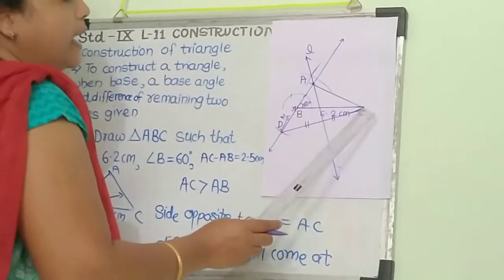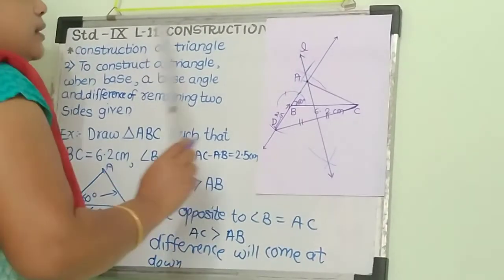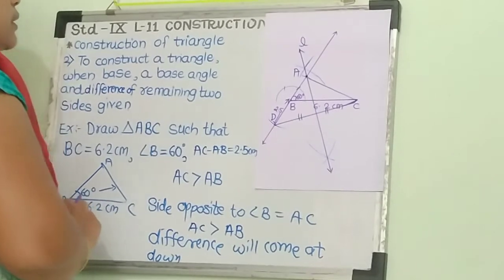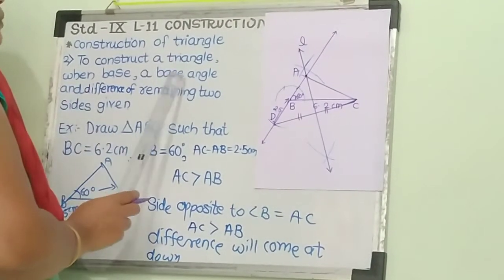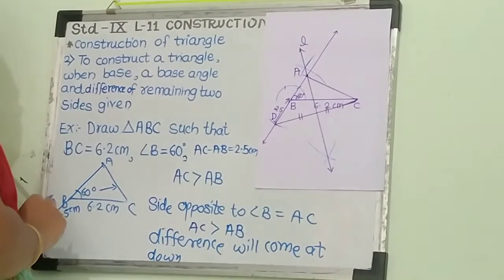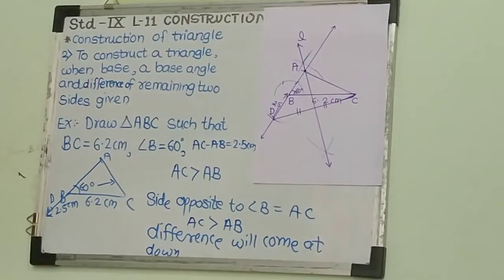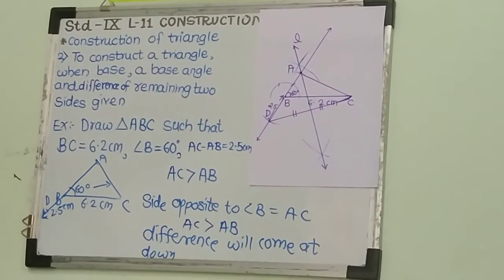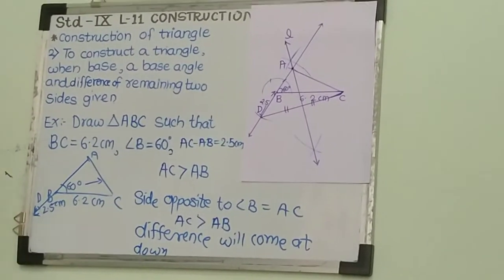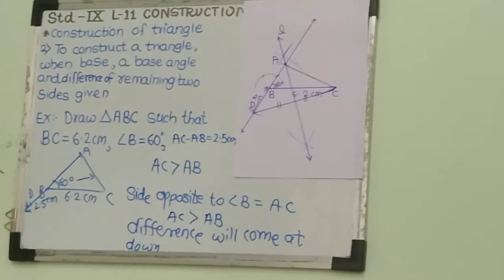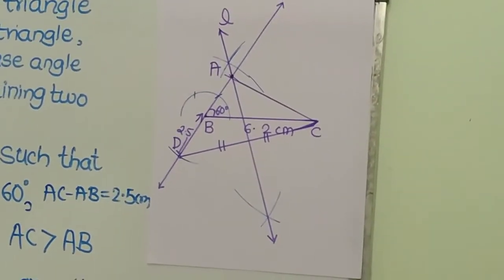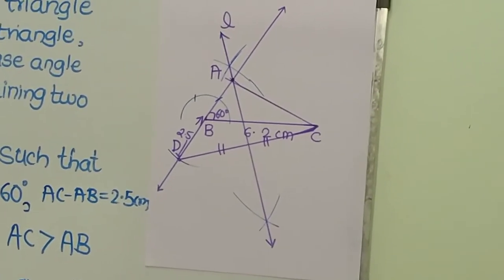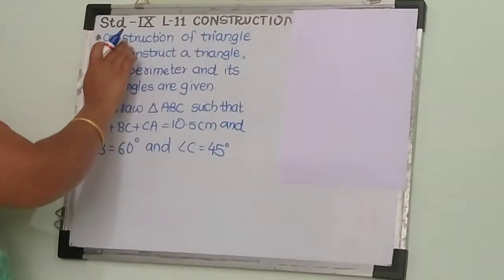So we join A and C. That is the required triangle ABC. In this way we can construct the triangle when the base, a base angle, and the difference of the remaining sides are given. So you draw the construction now. See the construction of the triangle.